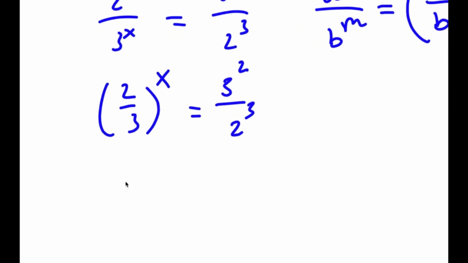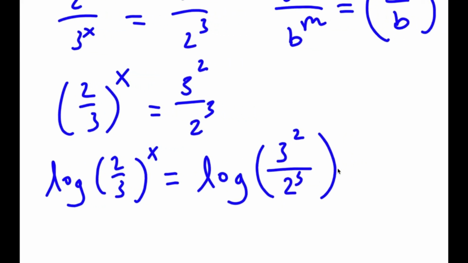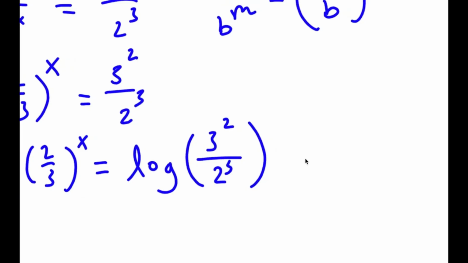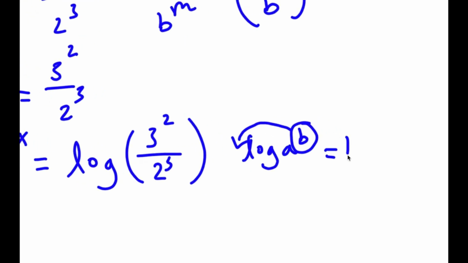So now what I'm going to do is take the log on both sides. So now I have log of 2 over 3 to the power of x is equal to log of 3 squared over 2 to the power of 3. And if I have something in the form log a to the power of b, I can actually move this exponent b to the front of the logarithm. So this would equal b times log a.